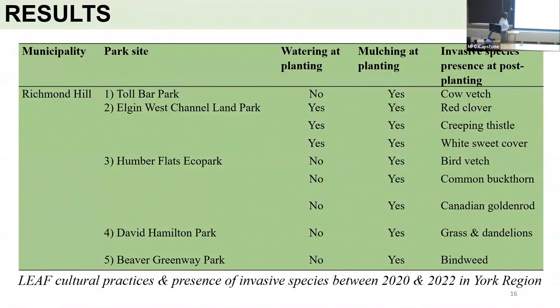This is the cultural practices and presence of invasive species between 2020 and 2022 in York Region. Out of the 35 plots, invasive species were recorded in nine plots. According to the cultural practices, all the plots were mulched, and only a few plots were watered after planting.